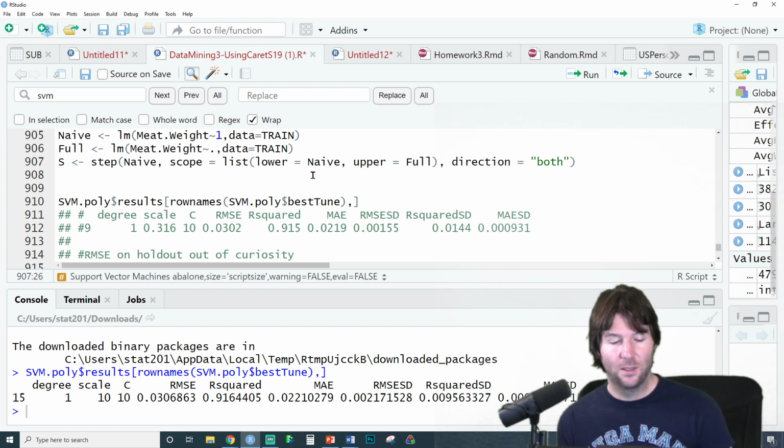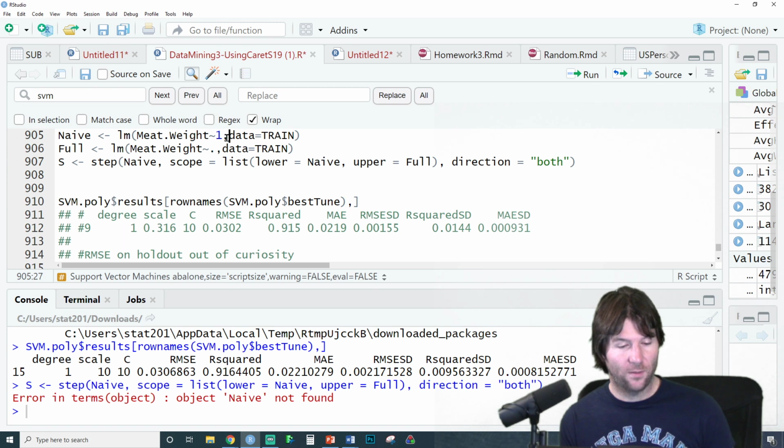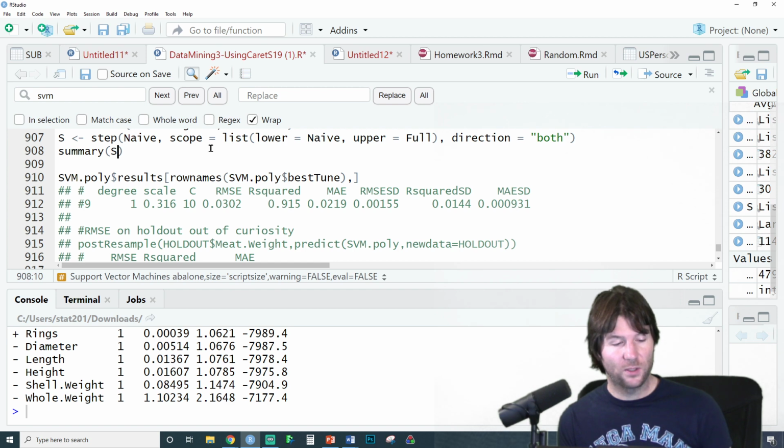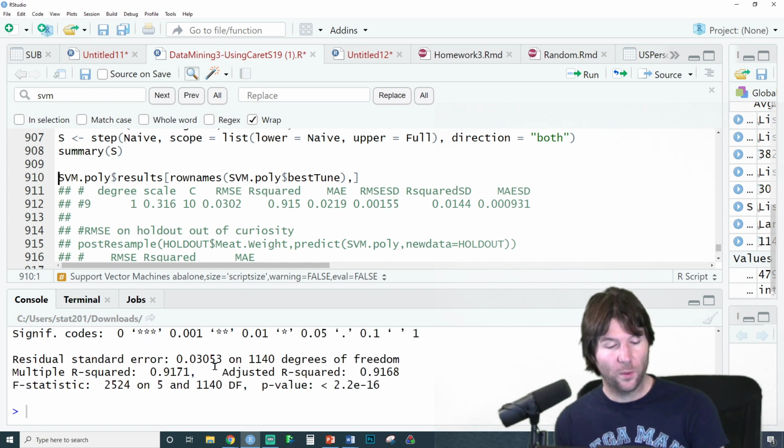So what I should get right here is error, naive not found, of course, because I didn't make these yet. There we go. Now I've stored a model into here, and let's just see how this did on the data it was created from, because this is the best results here. What do we get? Pretty similar. We'll see if we overfit though, because we're going to see how it works on the holdout.